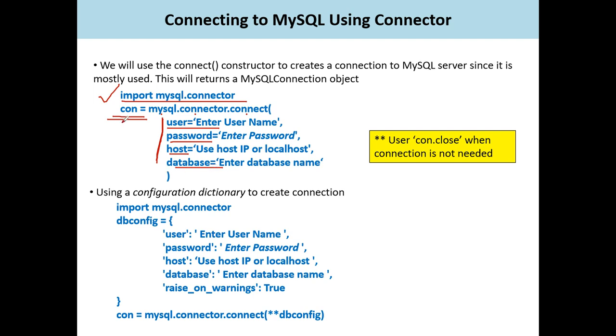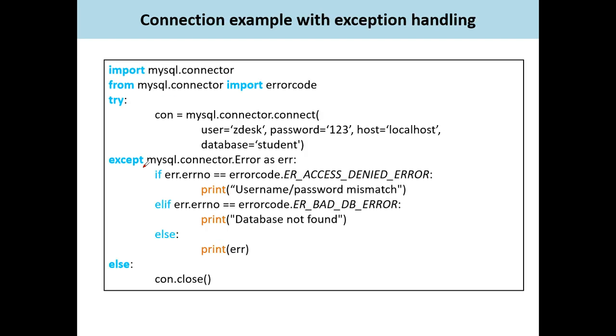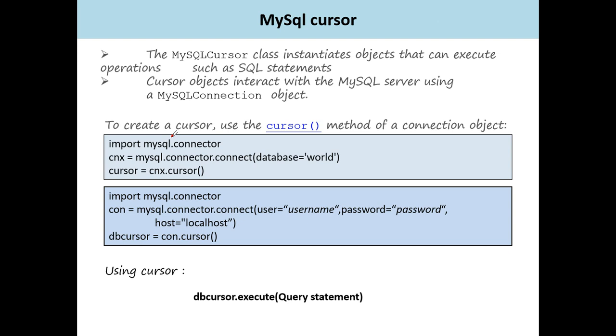Now, using this con, we can do the rest of the stuff, and the rest is very simple. Importing the MySQL connector is the first step. Creating a connection object is the second step. Next, so this is an example.